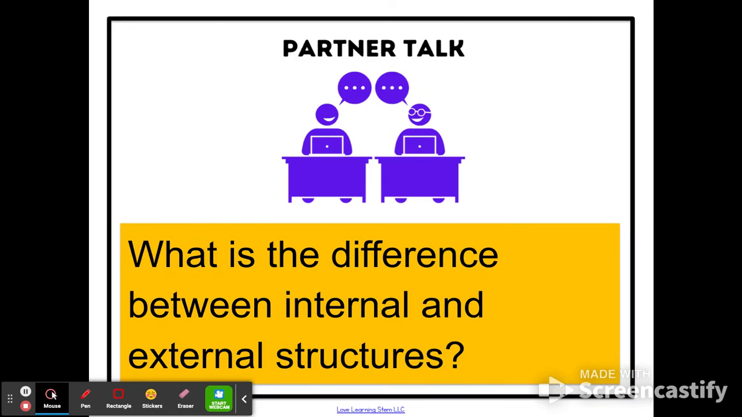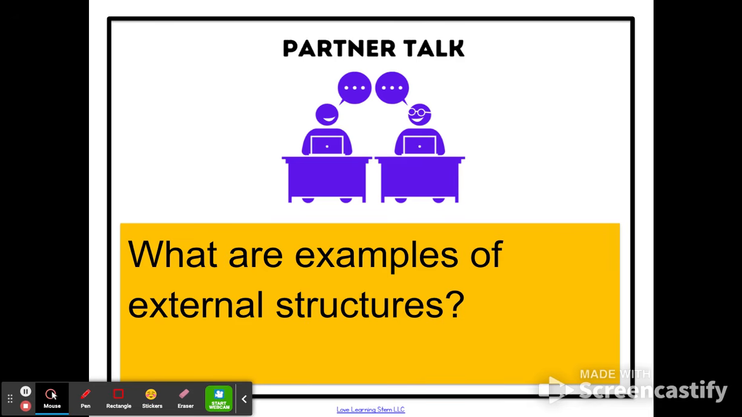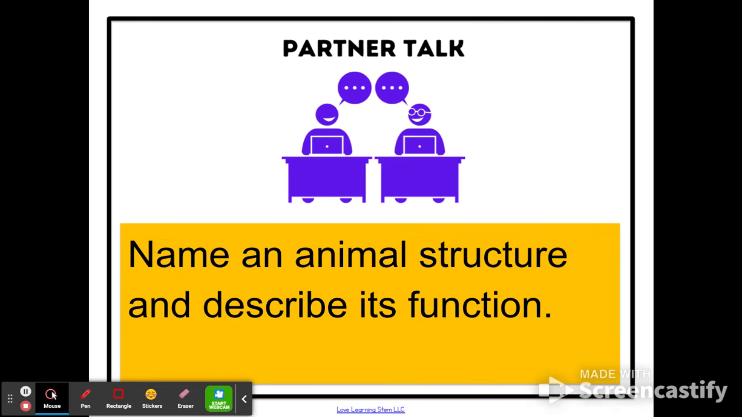So let's look at some questions you can ask your partner or group. What is the difference between internal and external structures? What are examples of external structures? What are examples of internal structures? Name an animal structure and describe its function.